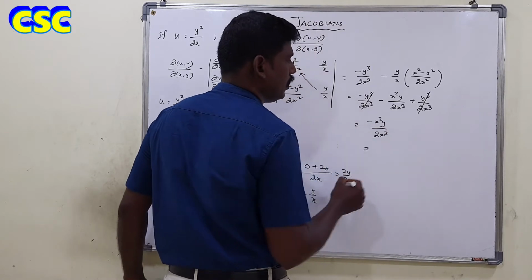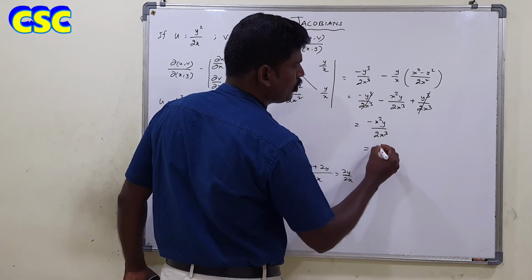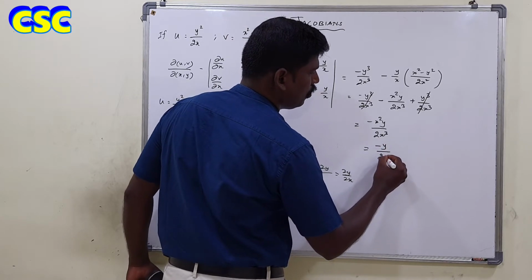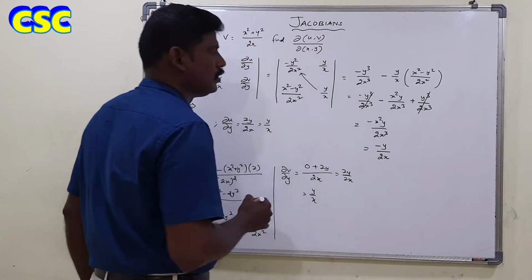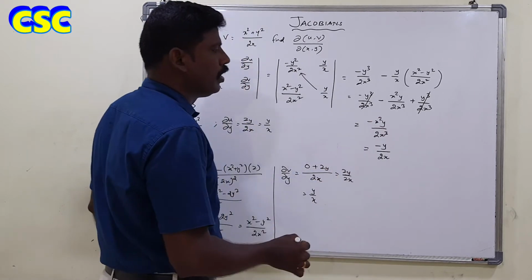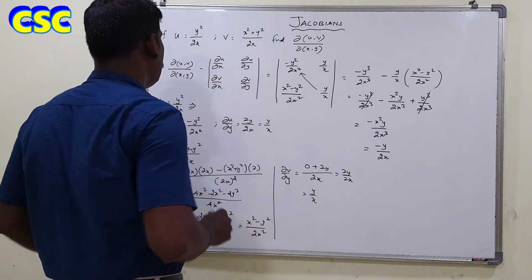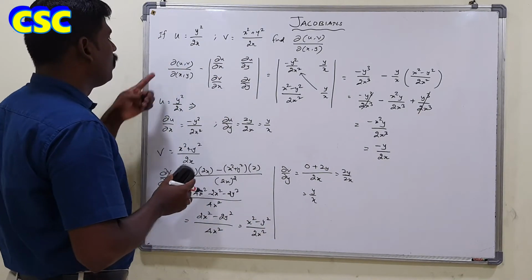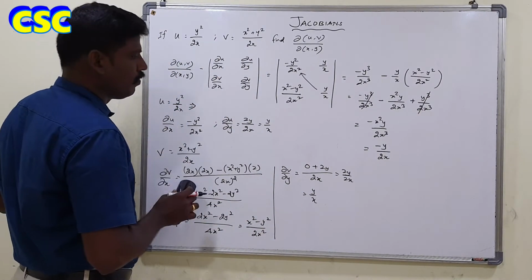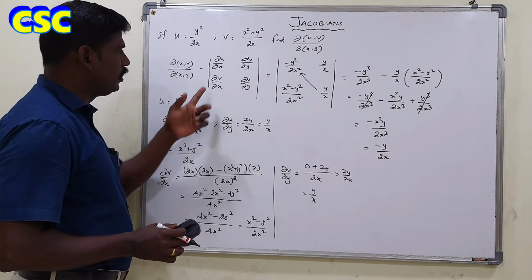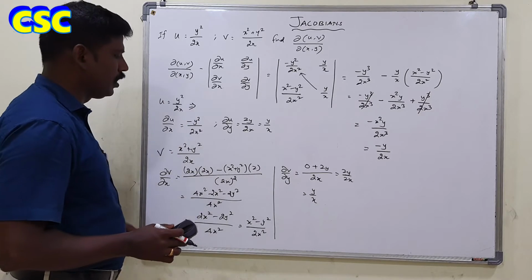We can cancel x² on both sides, both numerator and denominator. So minus y by 2x is the answer. Divide x² on both numerator and denominator, so minus y divided by 2x. That is the value of ∂(u,v)/∂(x,y). That's all. So you must carefully take partial derivatives. Okay, right?